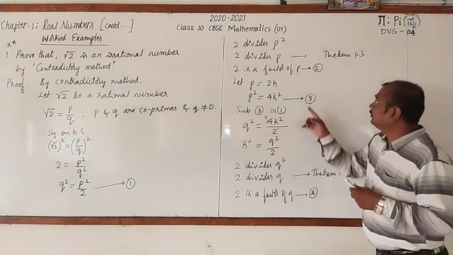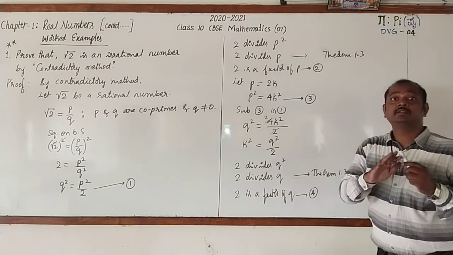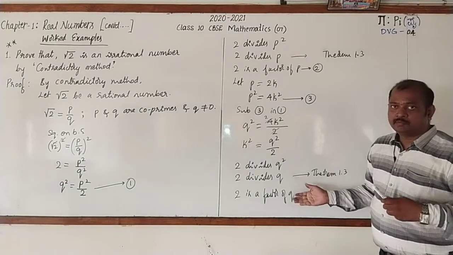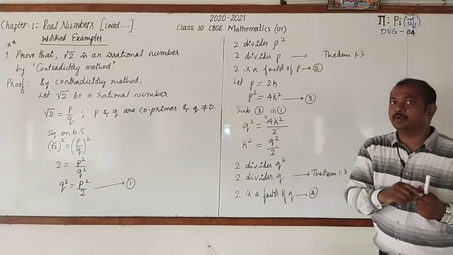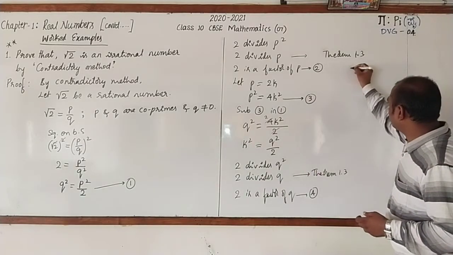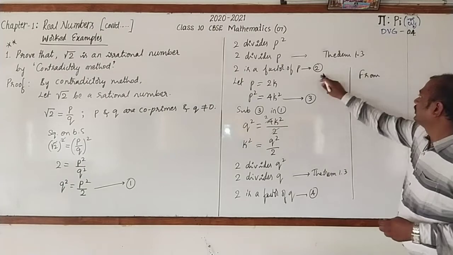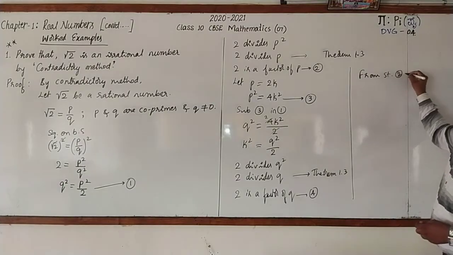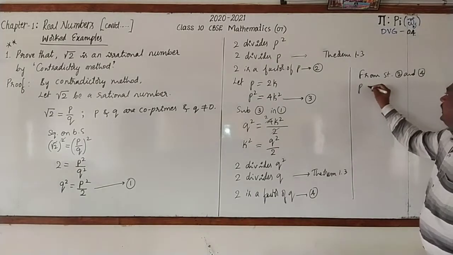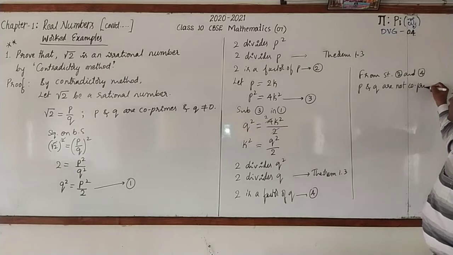Now you tell me whether p and q are co-primes or not. Yes, they are not. Why? Because if they are co-primes, their HCF should be 1. But here 2 is there. Now we can write, from statements 2 and 4, p and q are not co-primes.